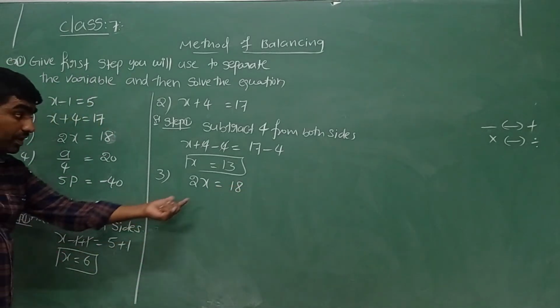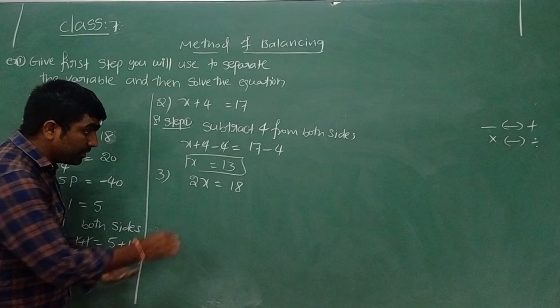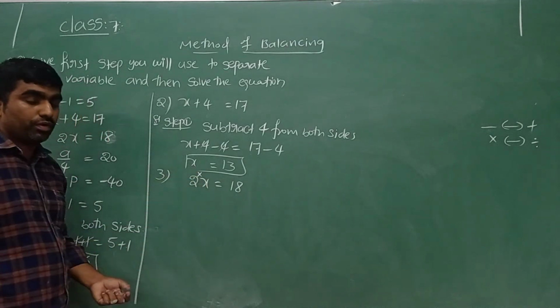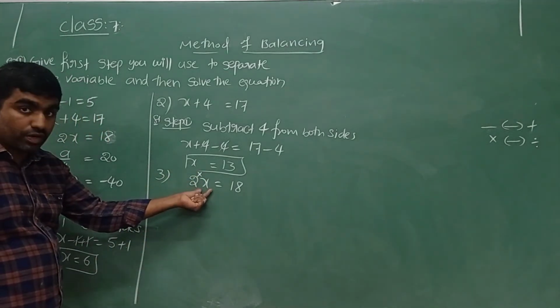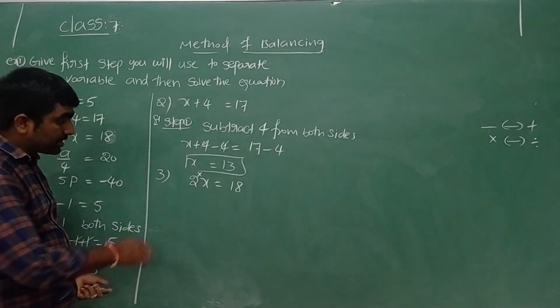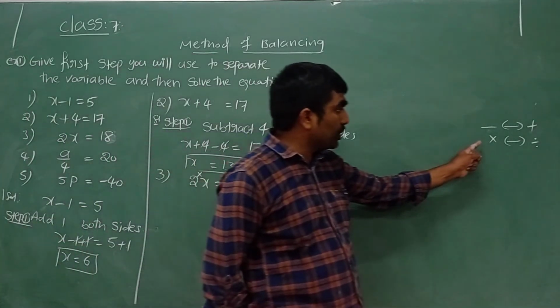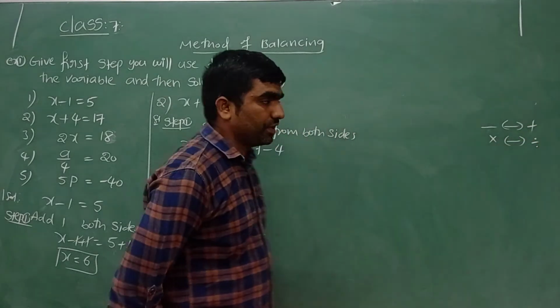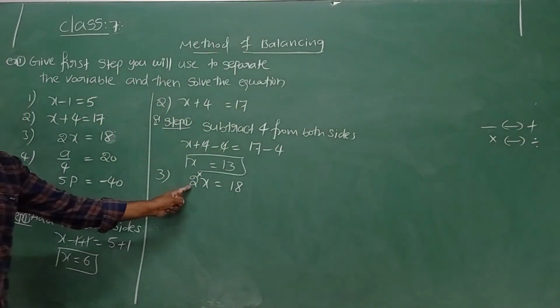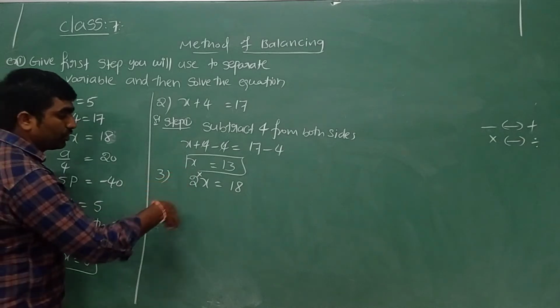Even here also we have to make x separate. 2x, in between, if there is no symbol we can take it as multiplication. So we have to find the x value. We have to make x separate. Extra we have times 2. How can I remove this times 2? When we have multiplication, we divide both the sides. We can divide by 2 so that the 2s cancel.